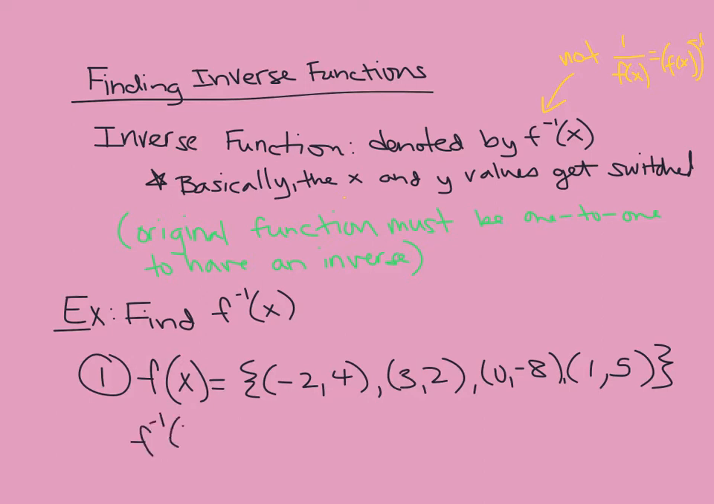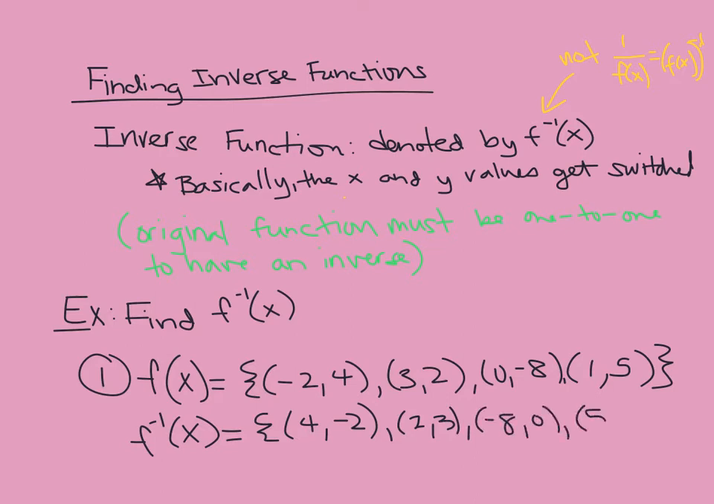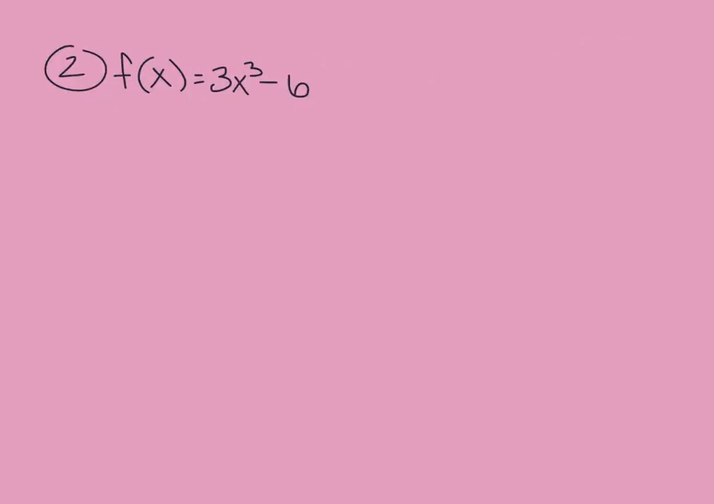For my inverse, all I need to do for this one is actually just switch around the x and the y values. So -2, 4 changes to 4, -2. 3, 2 changes to 2, 3. 0, -8 changes to -8, 0. And 1, 5 changes to 5, 1. And you're going to find that when we have an equation, you do a similar thing. You're going to switch your x and y values.